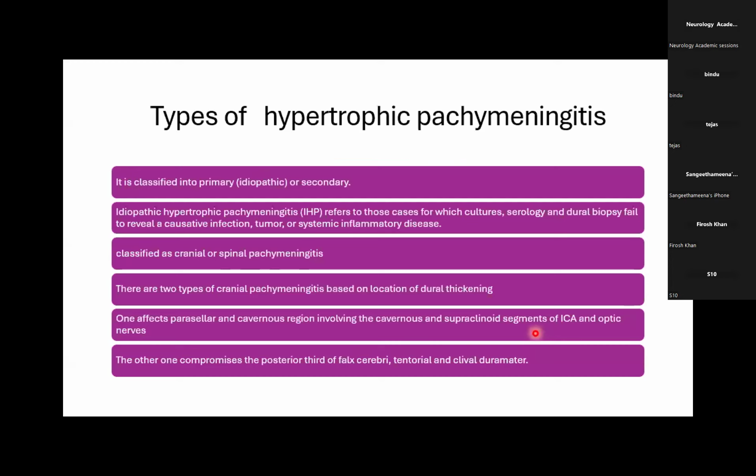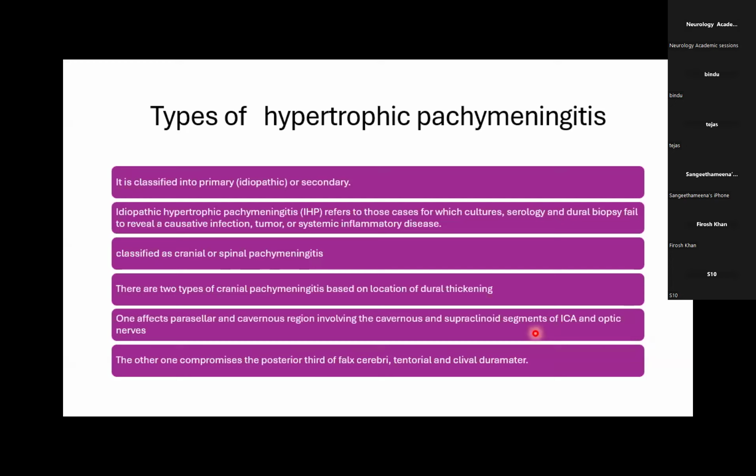Hypertrophic pachymeningitis is classified into primary and secondary. Primary is idiopathic, and secondary is because of other causes. Idiopathic hypertrophic pachymeningitis refers to those cases in which culture, serology, and dural biopsy fail to reveal a causative infection, tumor, or a systemic inflammatory disease. It is classified as cranial or spinal pachymeningitis.